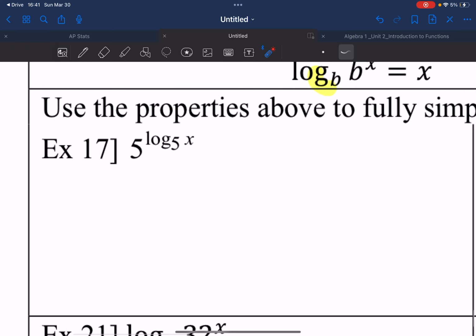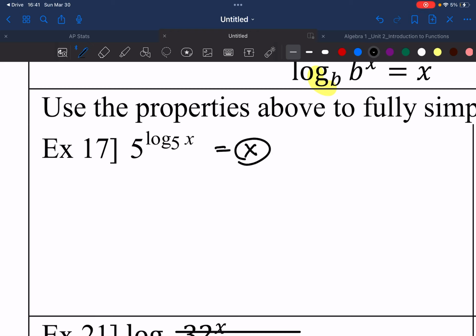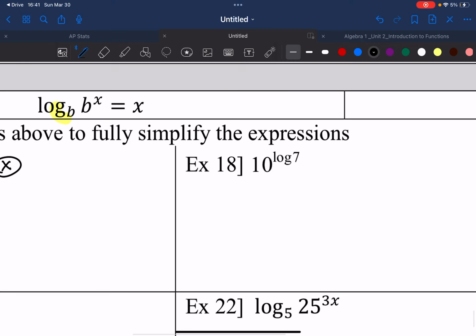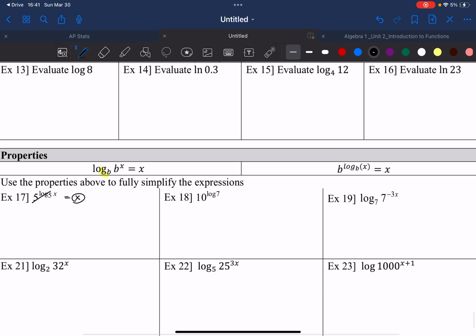So looking at this, notice how this 5 matches the log base 5 here. So because of that, that cancels out, and our answer is x, because that's what's left over. Okay, those cancel out. Let's see here.